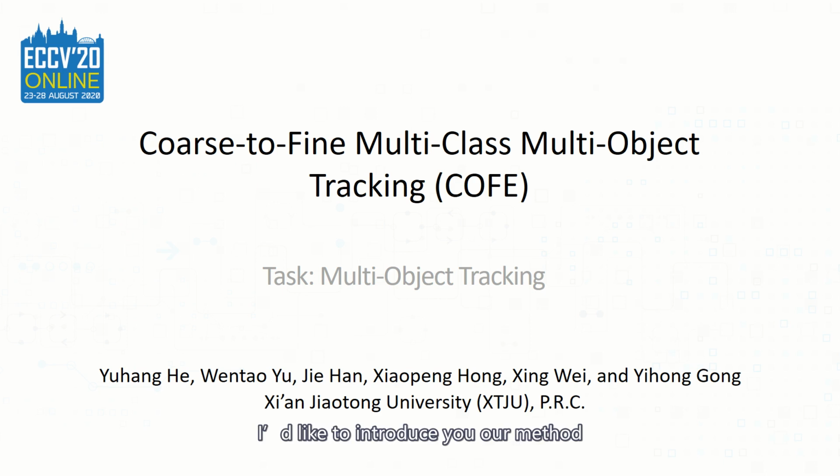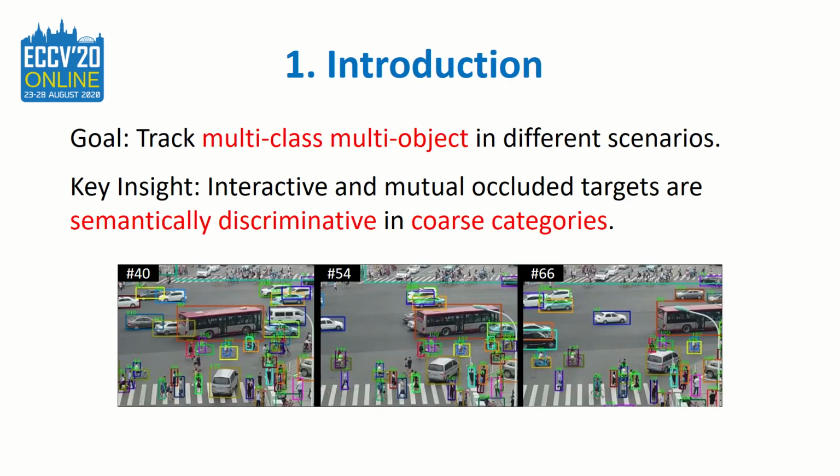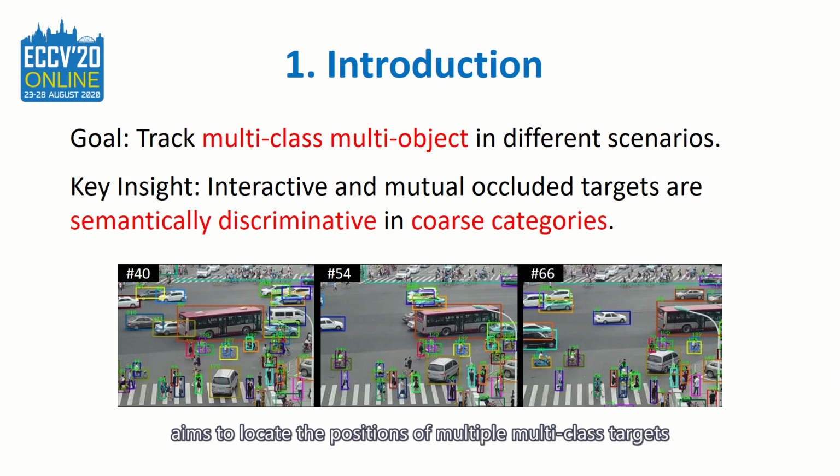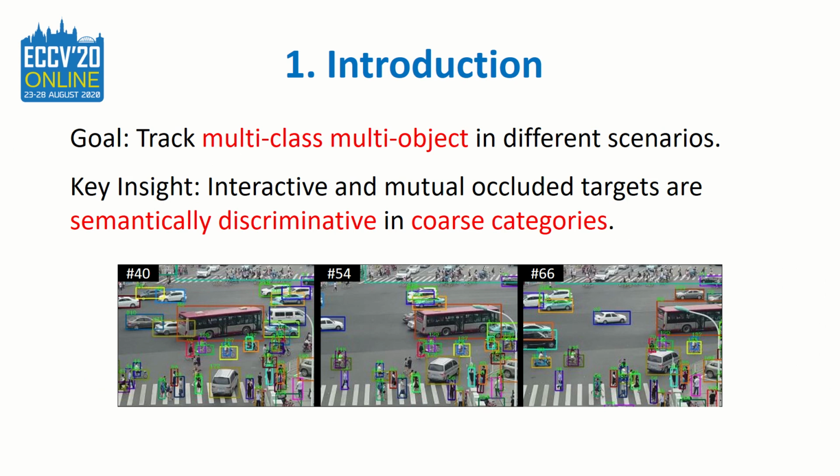I'd like to introduce to you our method, COFE: Coarse-to-Fine multi-class multi-object tracking. Multi-class multi-object tracking aims to locate the positions of multiple multi-class targets, such as car, bus, pedestrian, truck, and van, and maintain their identities in different scenarios.